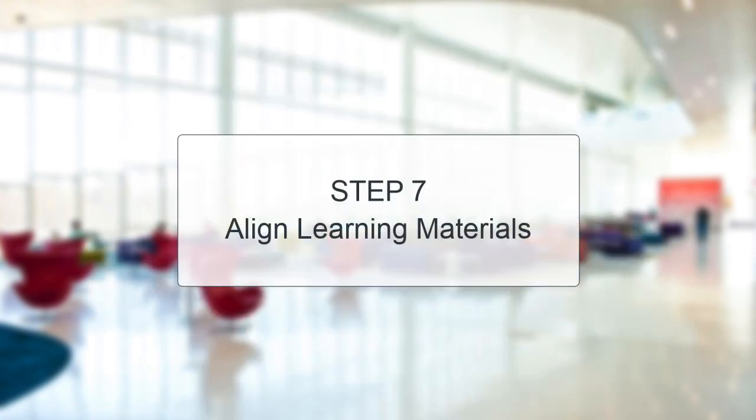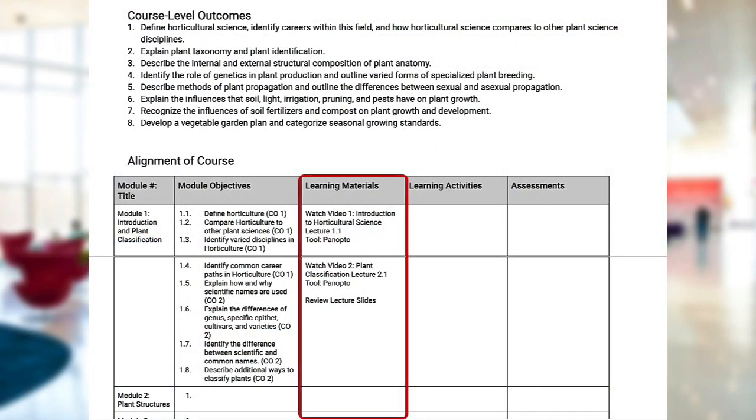Step 7. Align learning materials. Each learning material in the course should serve to support the achievement of one or more module objectives. Note that you're aligning with module objectives here, not the course objectives. Indicate this alignment by adding the module objective number or numbers in parentheses after each material.